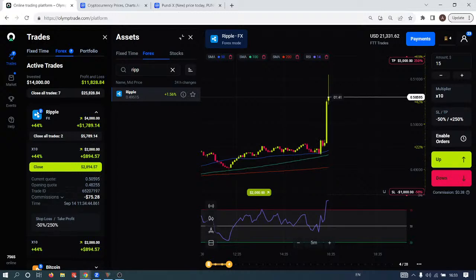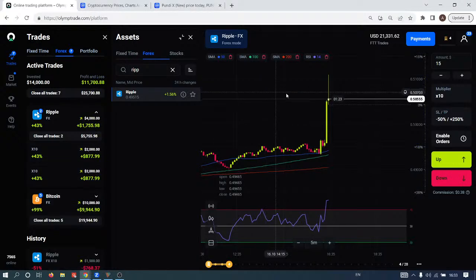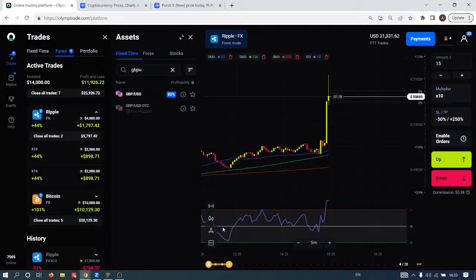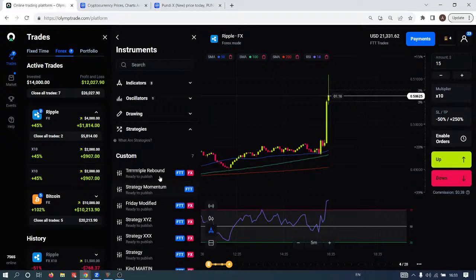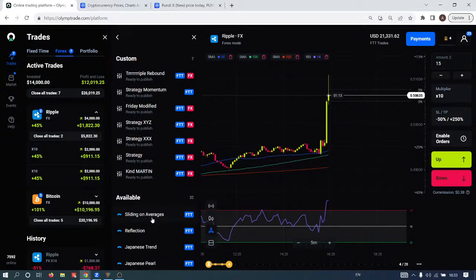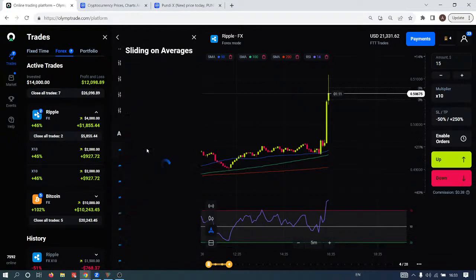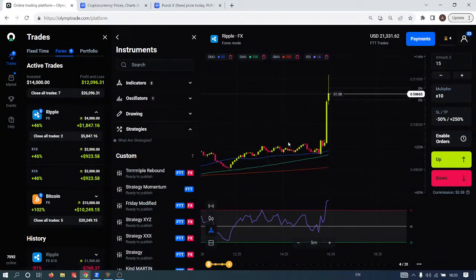So, talking about friendly strategies for new traders. Well, I would have a broader approach to that. I would frame this question as: how do I learn how to trade in general? Not so much the first strategy, and I would definitely start with simple strategies. Like I said, Excel, Friday, triple rebound, sliding on averages. So sliding on averages, great strategy.